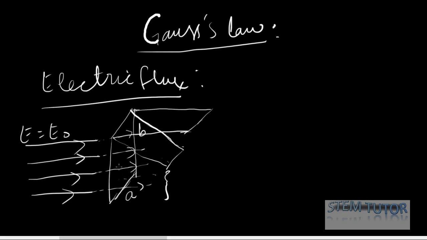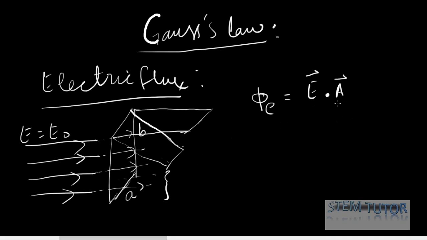So electric flux is a measure of how many electric field lines are penetrating your surface. And it can be quantified by the formula that electric flux is equal to E dot A, the electric field dot product with the area. So we know that electric field is a vector. How does area become a vector? Well, it becomes a vector because we say so.